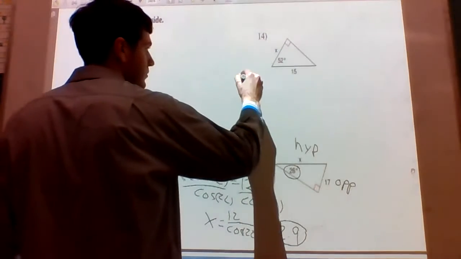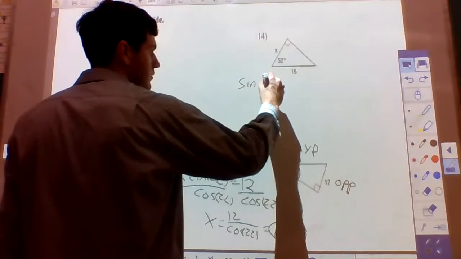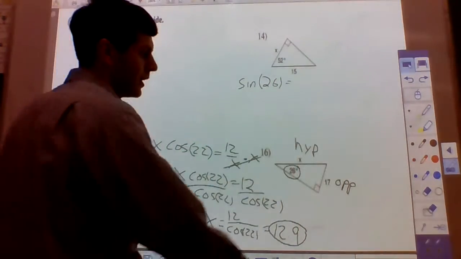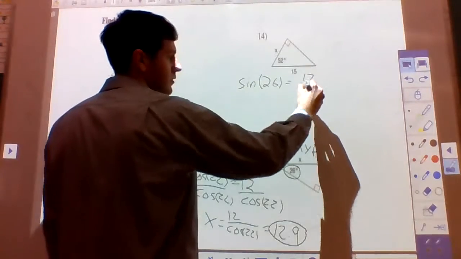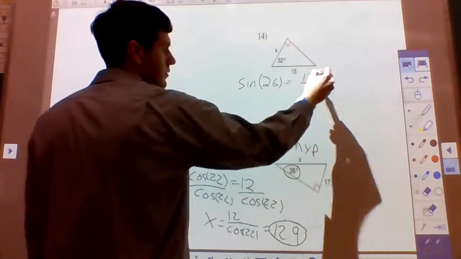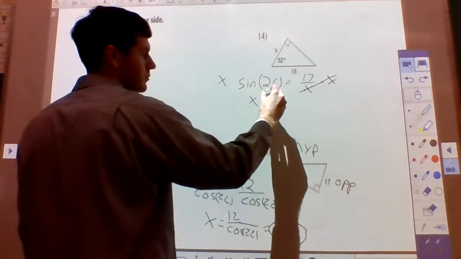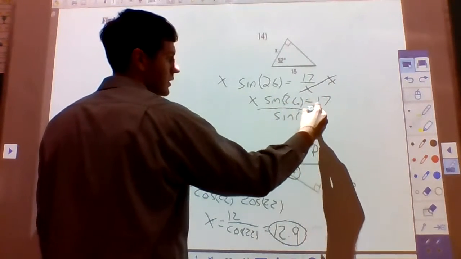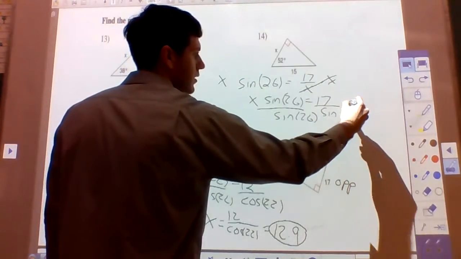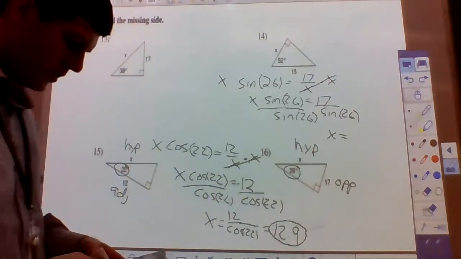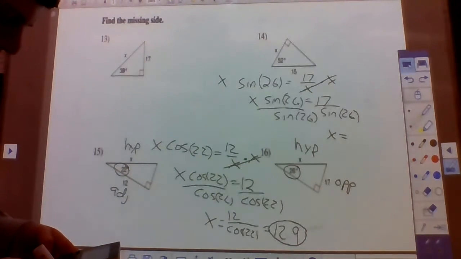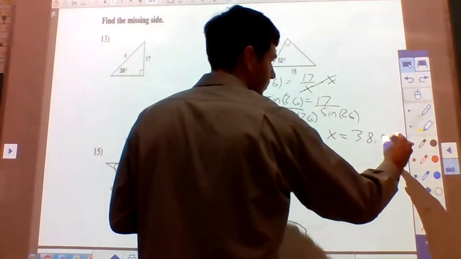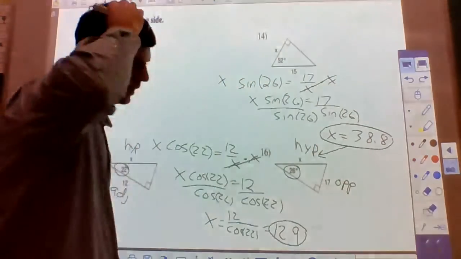So sine of 26 is going to equal opposite over hypotenuse. So opposite is 17, hypotenuse is x. We need to multiply both sides by x. So these cancel. We get x times the sine of 26 equals 17. We divide both sides by sine of 26. We get x equals 17 divided by sine 26, which is 38.8. So x is 38.8.